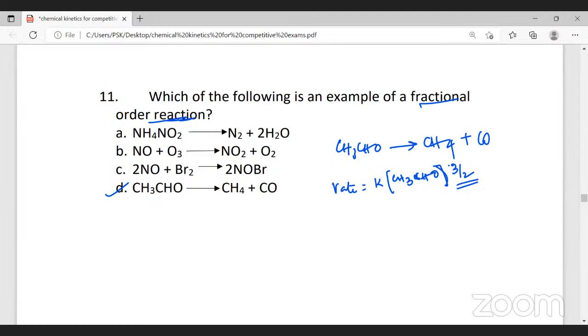Remember this. And also we have one more example for a fractional order reaction. Give me a second. Let me see if I can give you one more example. Fractional order reactions not there. Where is it?